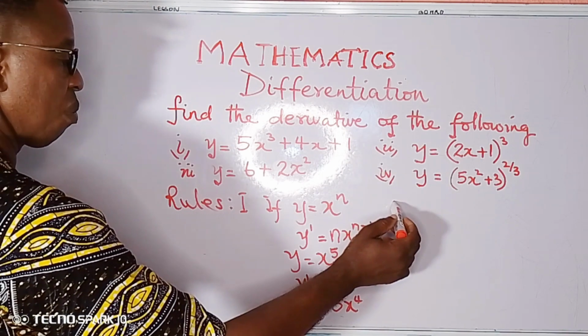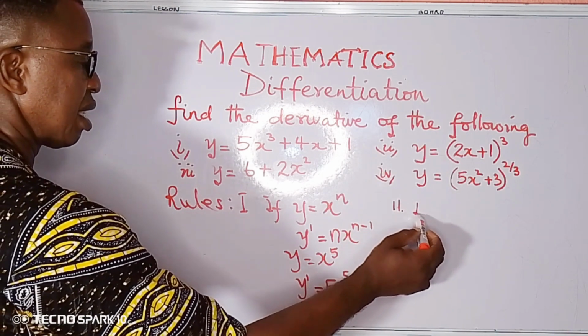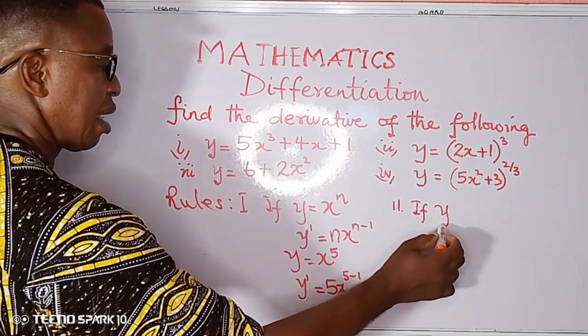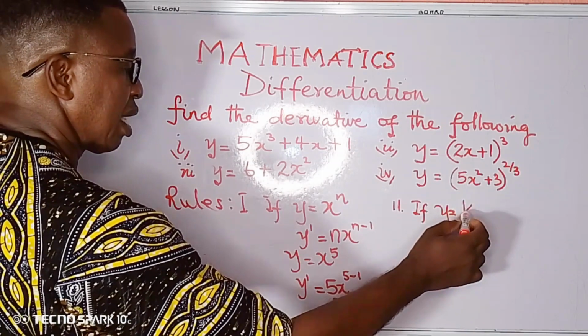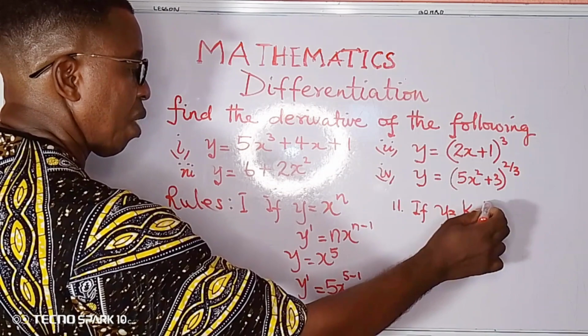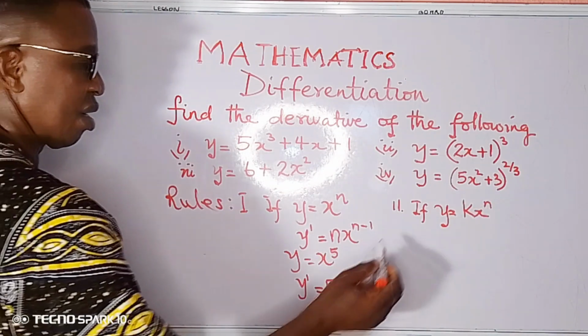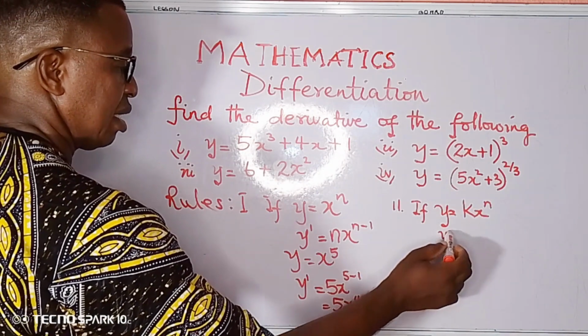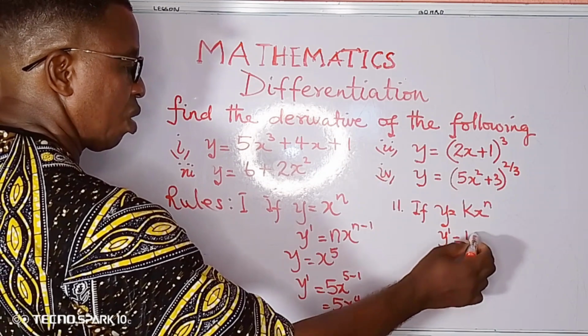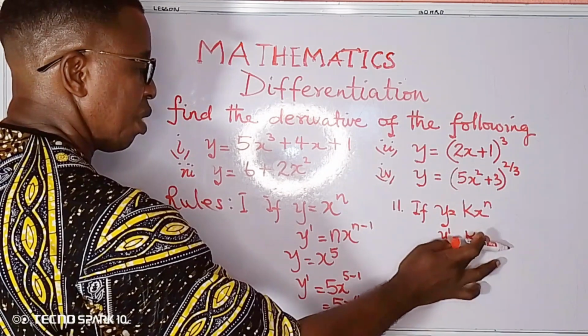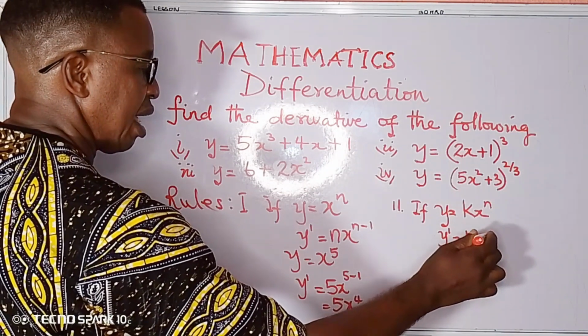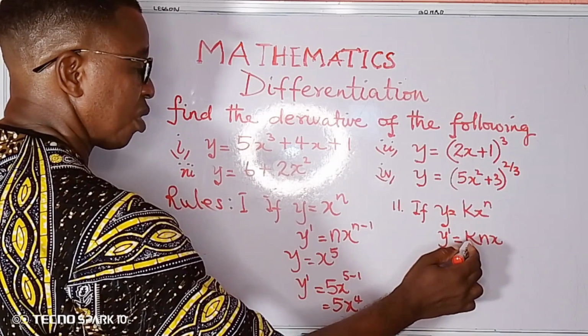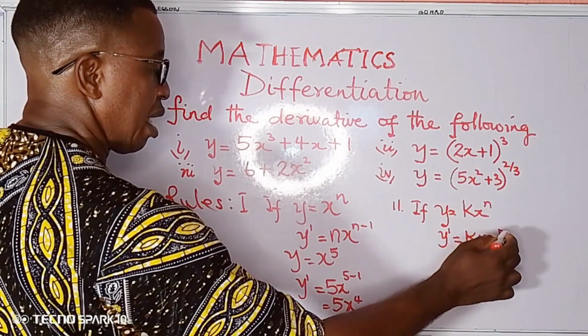Now let's go to rule number 2. Rule number 2 says if y is equal to kx raised to the power n, where k is the constant, then the derivative of y will be equal to kn x raised to the power n minus 1, that is, n coming to multiply k.